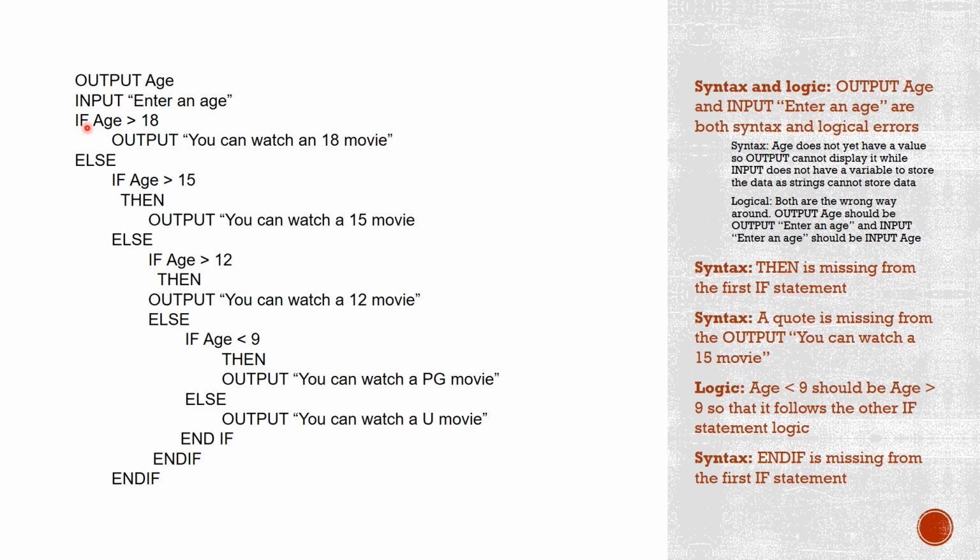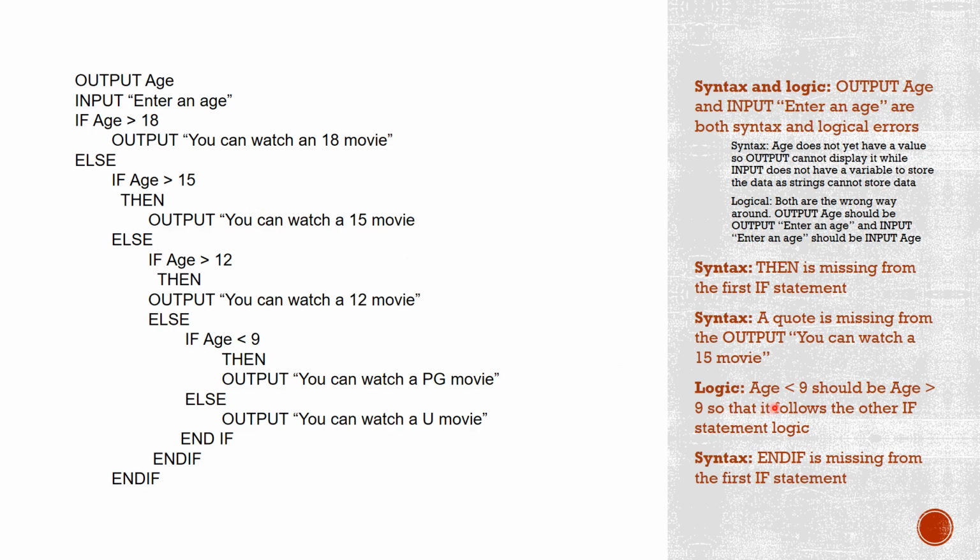This is your first if and there should be a then over here, because of the syntax, as you can see, if then, so here then is missing. A code is missing from the output. You can watch a 15 movie. Oh yeah, here, see, the double quotes are missing at the end of this.